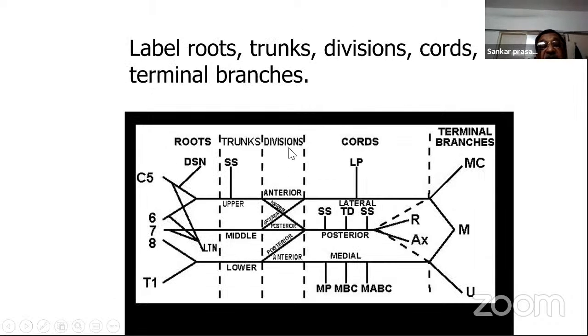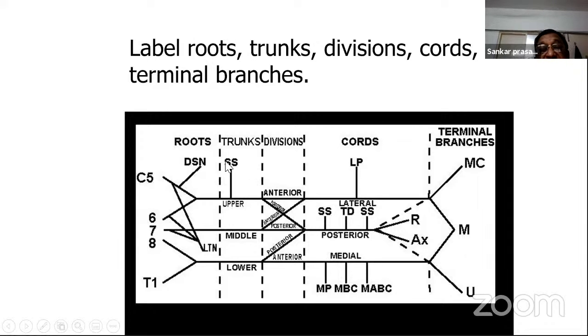Now comes the next part. We have to divide into roots. These are the trunks. These are the divisions. There are no branches from the divisions. If you see, all the three posterior divisions will come together, they form the posterior cord, and the anterior part of the middle trunk and the anterior part of the upper trunk will form the lateral cord. Then similarly you have the medial cord formation, which is the anterior division of the lower trunk, that will be continued as the medial cord.